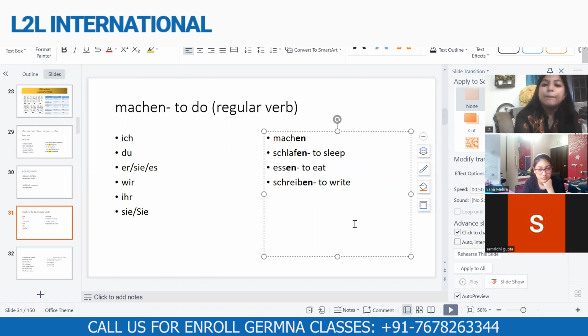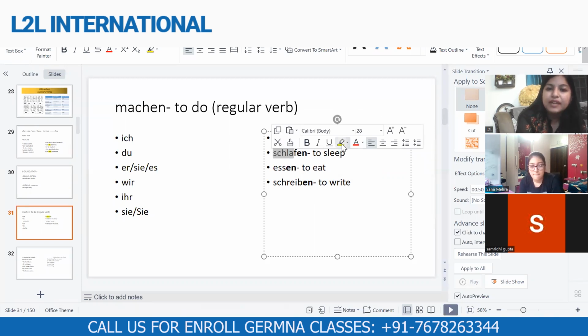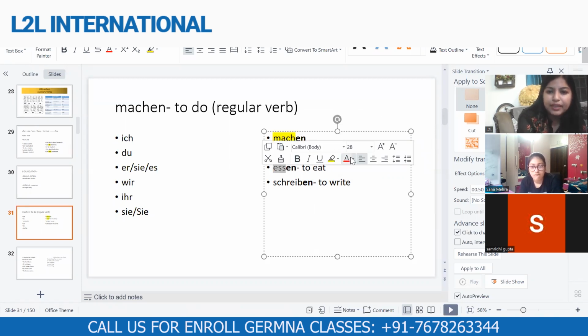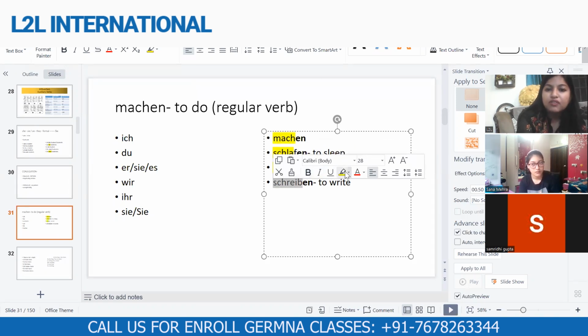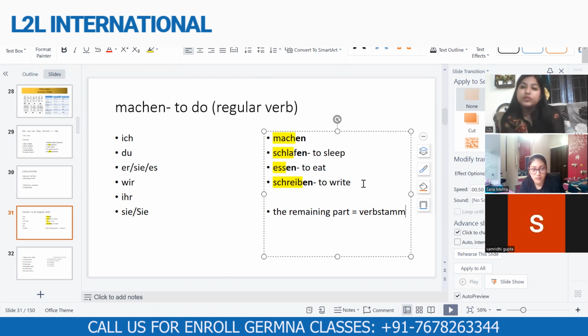Remember, apart from the -en, the remaining part has a name. The remaining part is called the verb stem. Stamm means branch, so the branch of the verb. -en is the ending and the remaining part is the verb stem.